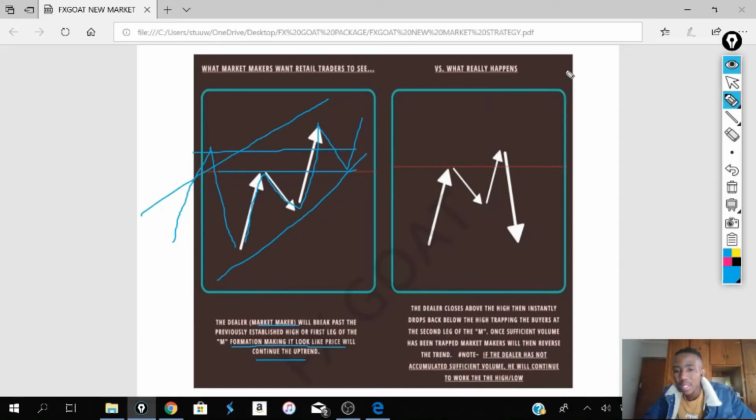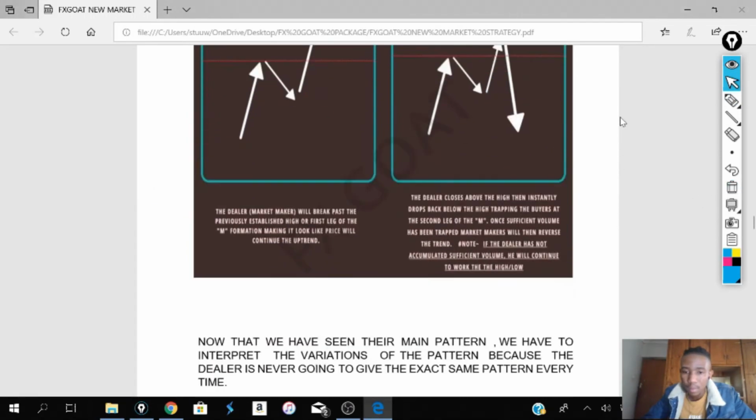This is what really happens. Immediately after that high, it drops. Now the dealer closes above the high, then instantly drops back below the high, trapping buyers at the second leg of the M. And we've seen this many times, guys. I want you to make sure that you can never have this. And if this happens to you, you have a stop loss. You don't lose. Okay? Now let's continue.